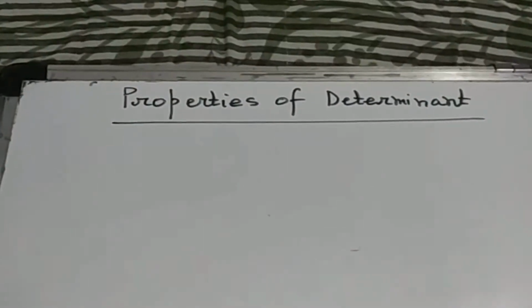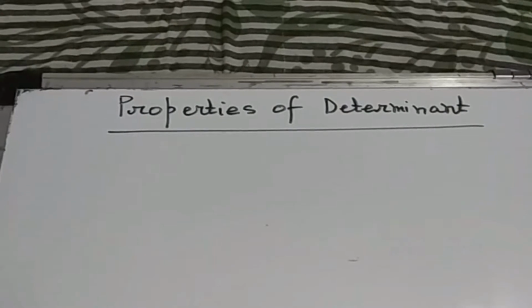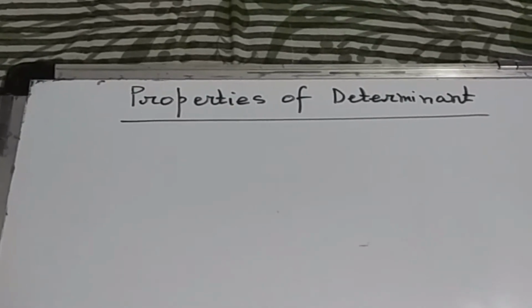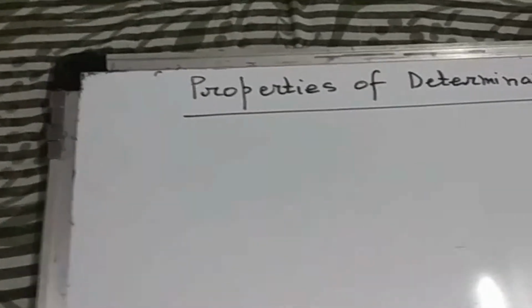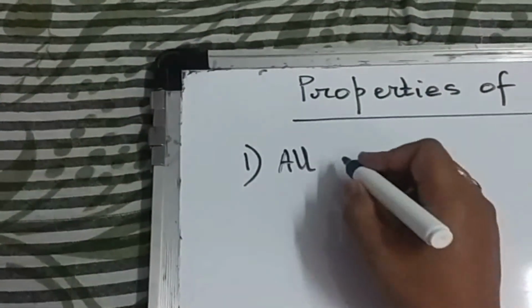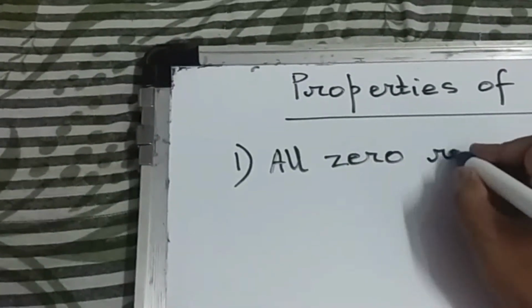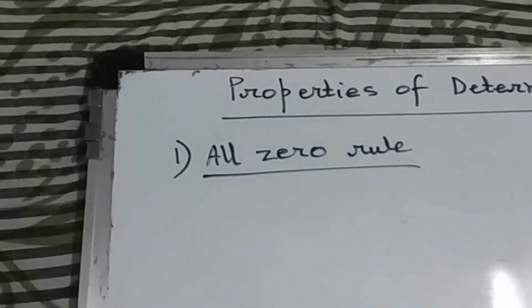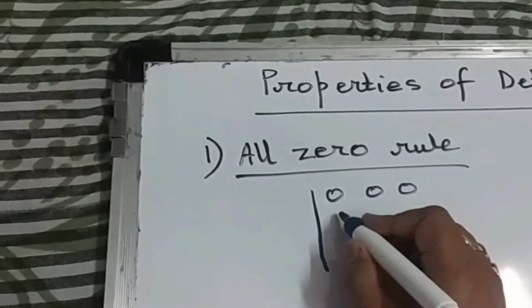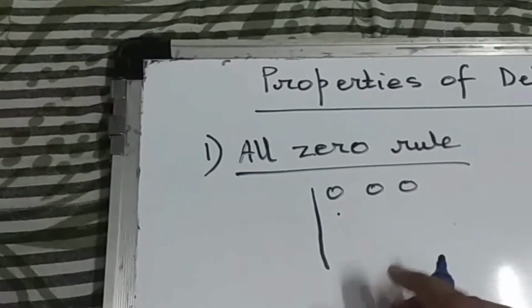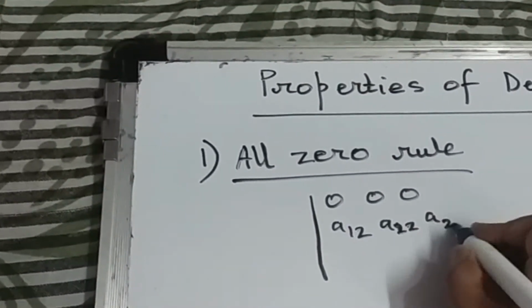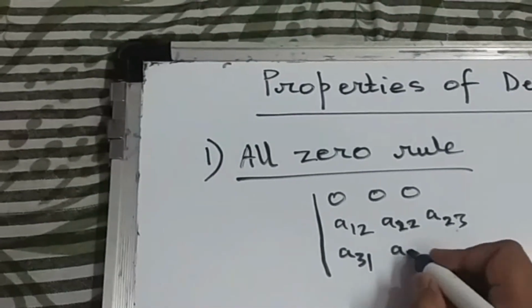Okay, here back again. Properties of determinant I want to discuss now. Some properties are there, one by one I have to explain to you. Now the first rule is called the all zero rule. All zero rule means what? Suppose in a determinant, one row has all elements 0, and other elements are whatever, A12, A22, A23, A31, A32 and A33.